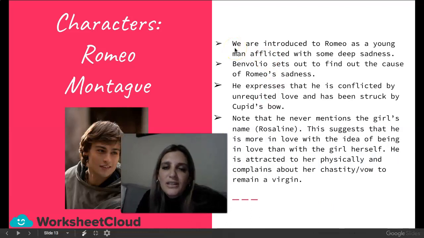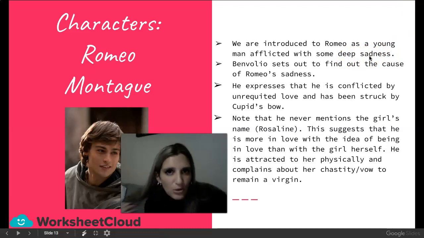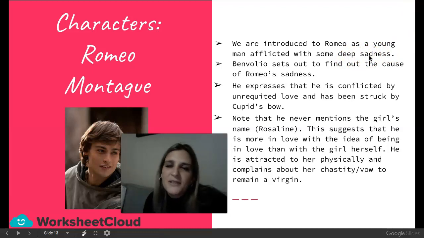So we're going to look at the character Romeo. We're introduced to Romeo, and he doesn't come across as very happy. In the beginning, he's lovesick and sad, and I'm sure all of us know what it feels like to like somebody and them not like us back. It's not a nice feeling, so that's what he's feeling, deep sadness. Already a lot of us can relate to him. I can relate to him.